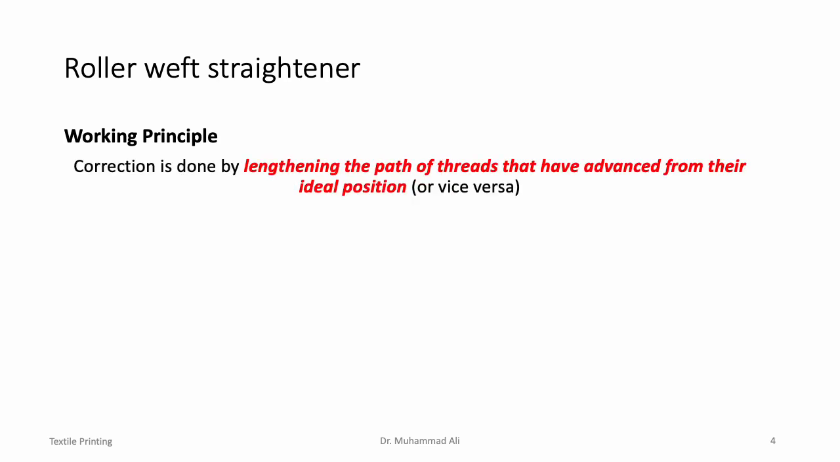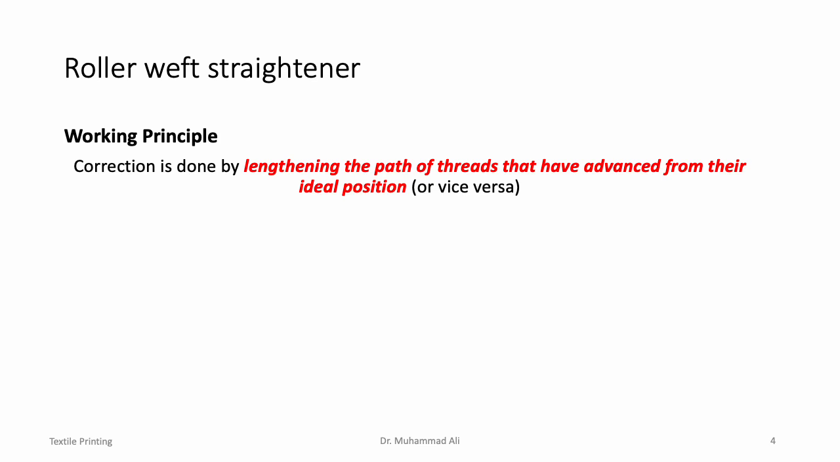Let's now look at the working principle of a roller weft straightener. The working principle of a roller weft straightener is stated as you can see here. The correction or removal of weft distortions is done by lengthening the path of weft threads that have advanced from their ideal position. This statement can be written in other words, and in that case it will become that correction is done by shortening the path of weft threads that are lagging from their ideal positions.